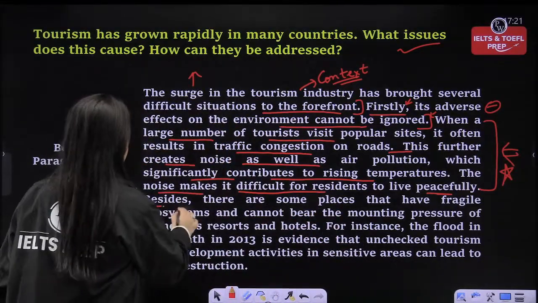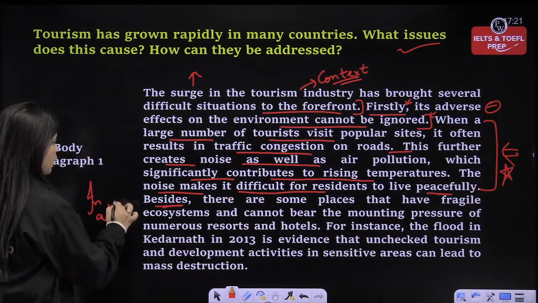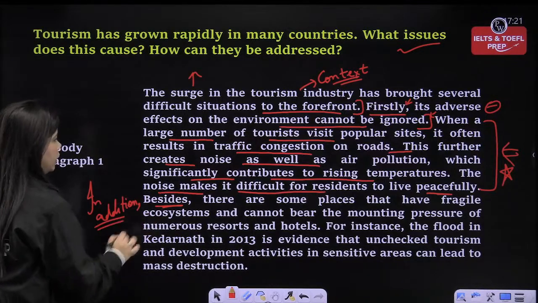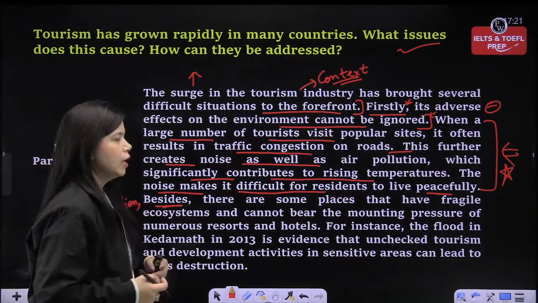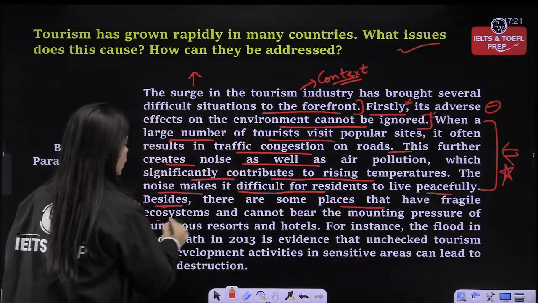Next idea starts from besides. Besides means in addition. So if in one single paragraph you want to bring in another idea, you can use in addition. Secondly, you can also use besides followed by a comma. And then I'm saying besides, there are some places that have fragile ecosystems.